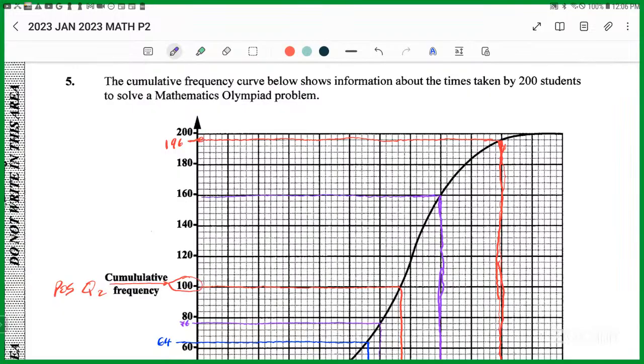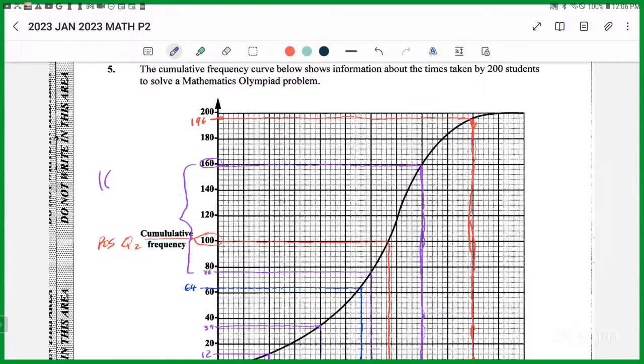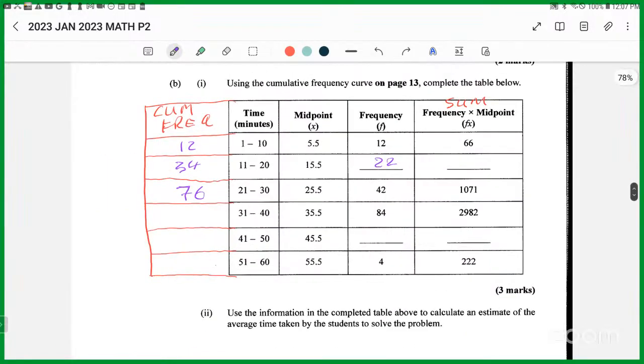This line, 160. So the next interval is 160 minus 76. If you're filling out the frequency in the interval, you subtract this and get 84. So the next interval is 84. If you come up here, you see the next interval is indeed 84 because the total came up to 160. I'm just showing you how you could populate a graph from the table.